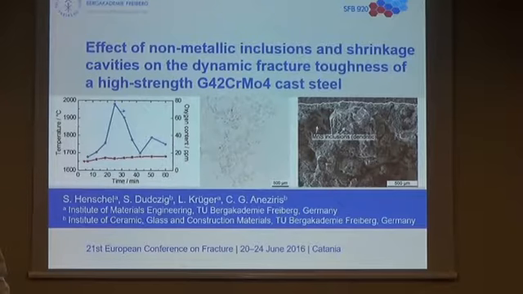And to characterize this point of instability, we use the J integral, and this is plotted here. And you can see here quite a large scatter of this toughness at the point of instability. And this large scatter is of course due to the non-metallic inclusions, but also due to the shrinkage cavities, which I want to show in the next slide.